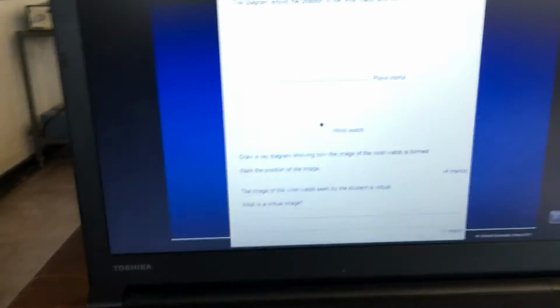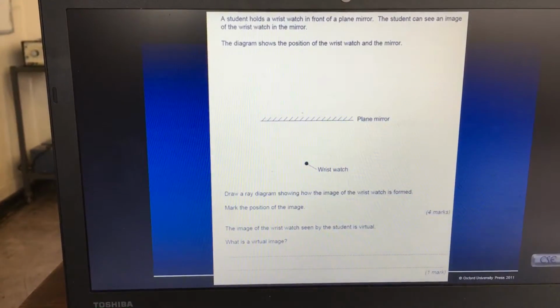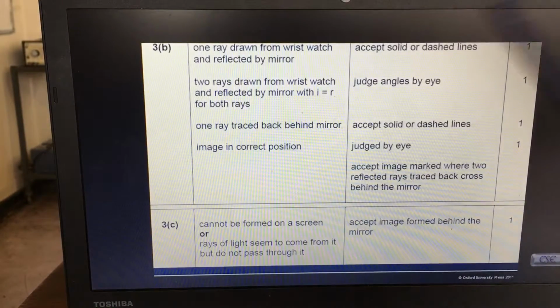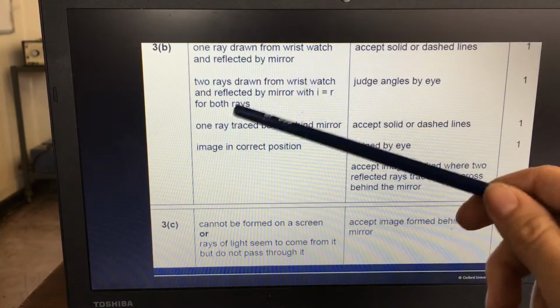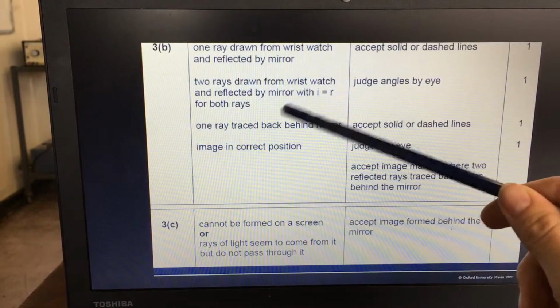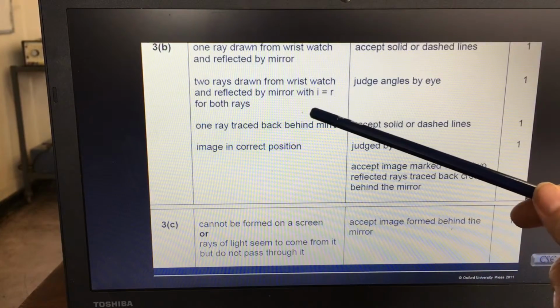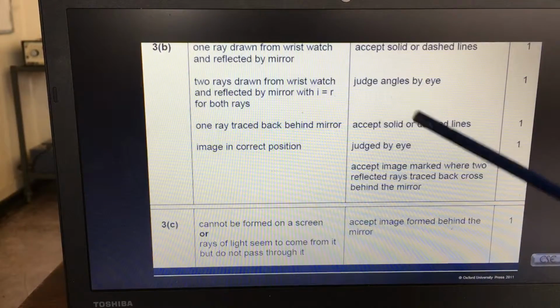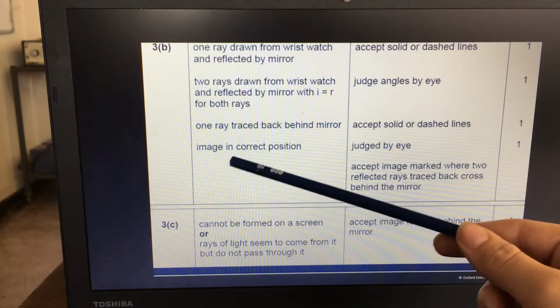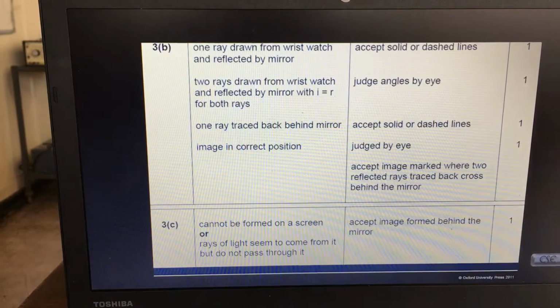Okay, so if we go back to the slideshow, you see here it says 1 ray drawn from the wristwatch to the reflected would be 1 mark. 2 rays drawn from the wristwatch reflected mirror with I equals R for both rays, which I did. 1 ray traced back behind the mirror, I did 2. And then the image in the correct position. Okay, so that'll be all for the marks.